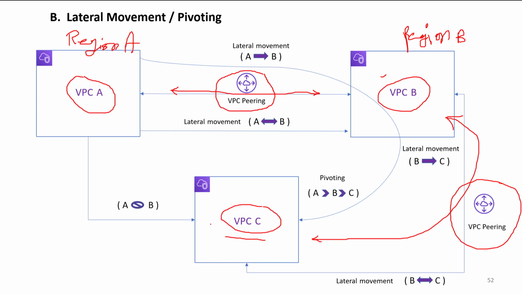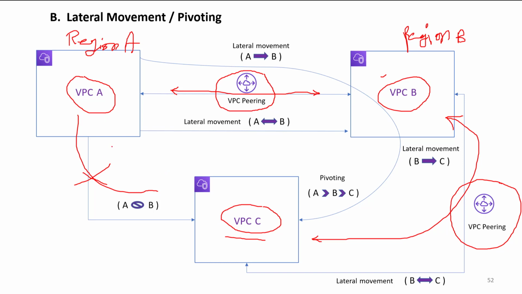So we connected VPC B to VPC C using this VPC peering. That means we can access resources from VPC B to VPC C as well as VPC C to VPC B. But there is no VPC peering established between VPC A and VPC C. So you can see VPC A can access VPC B, VPC B can access VPC C, but VPC A cannot access VPC C directly, because there is no VPC peering connection established here.